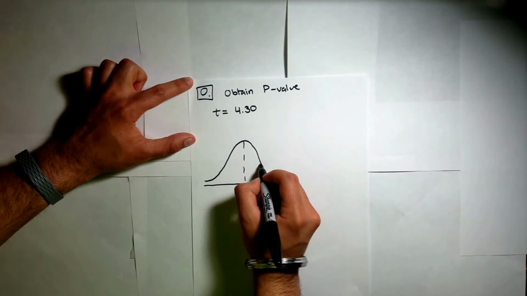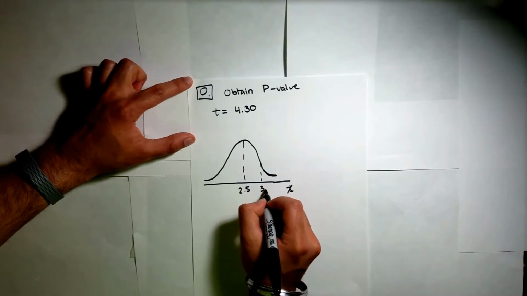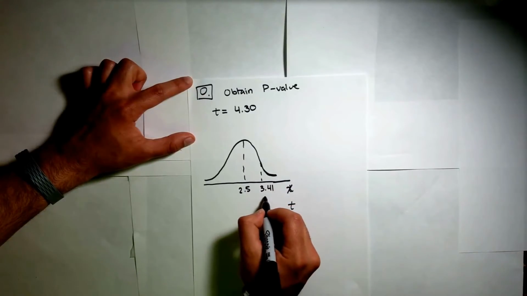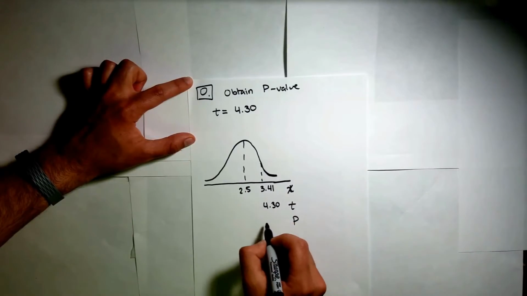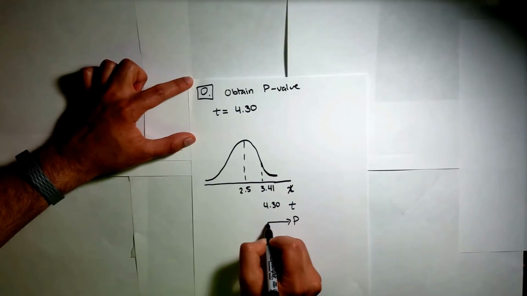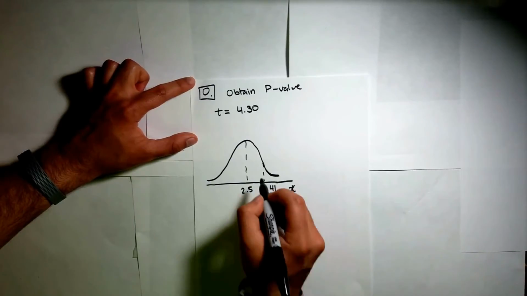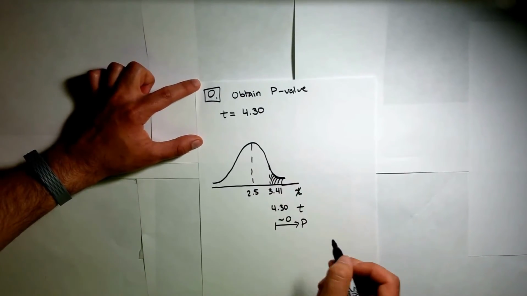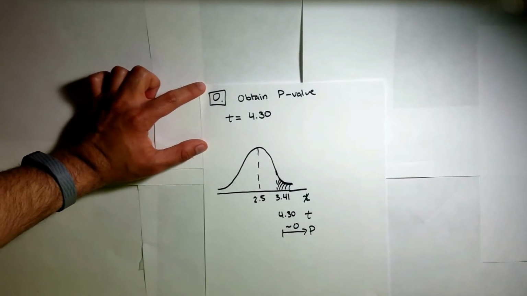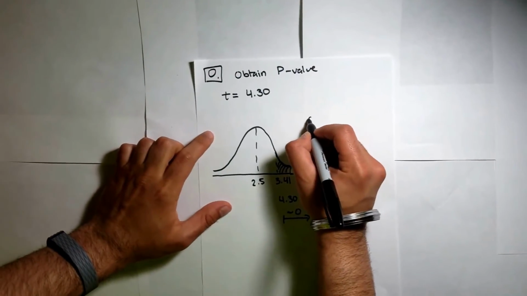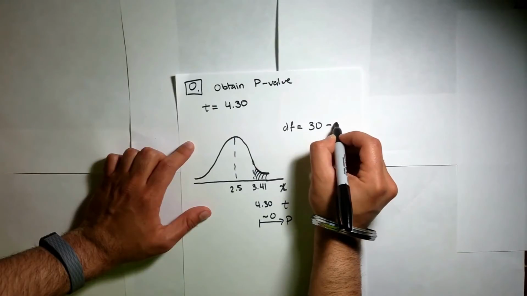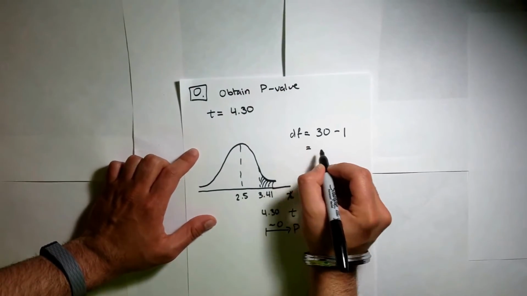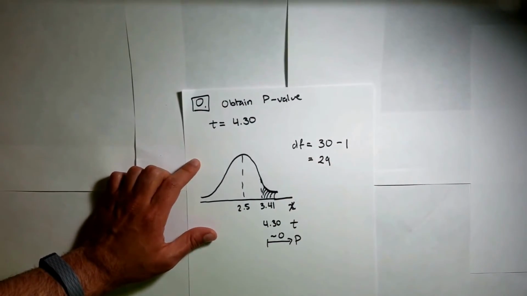Then we find the x bar value for our sample, which was 3.41, and find the corresponding t-value, which we did in the previous step, which was 4.30. Then we can either use a t-chart or our calculator, which is what we did, to find that the approximate p-value for our experiment was approximately 0, and we remember to shade that in. We also remember to write down the degrees of freedom for our specific experiment, which was 30 minus 1, or 29.